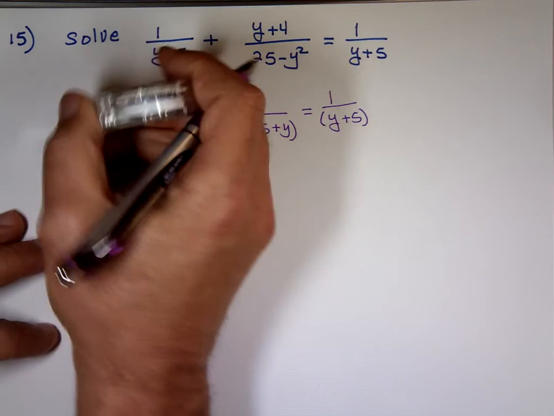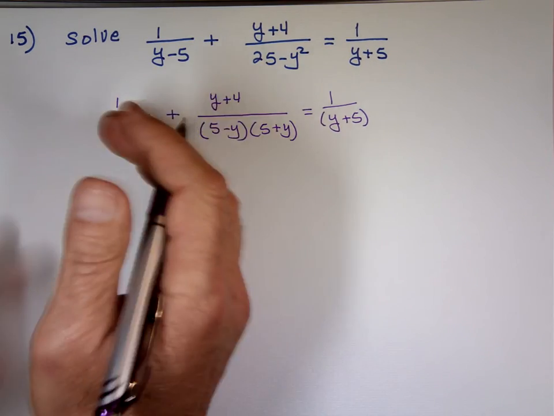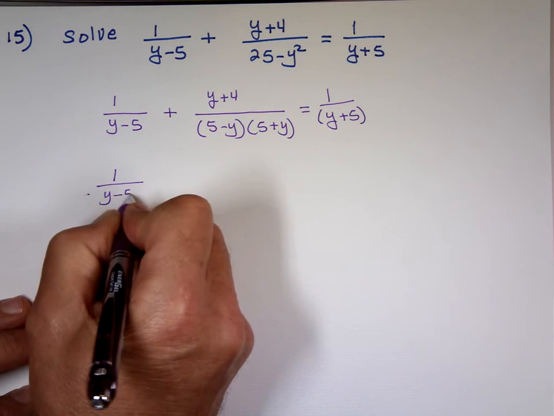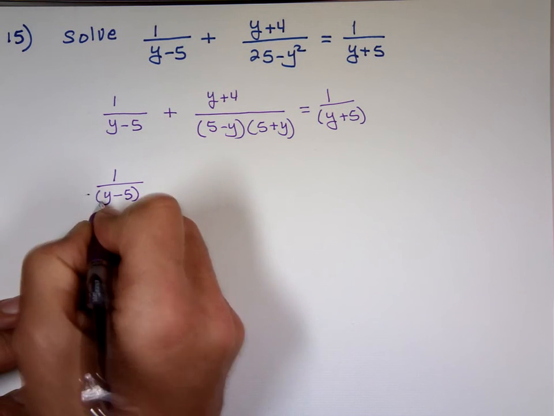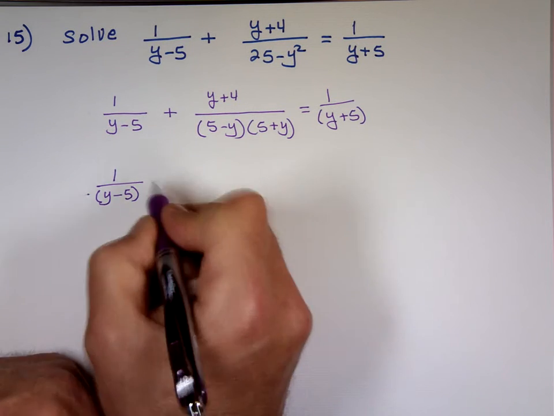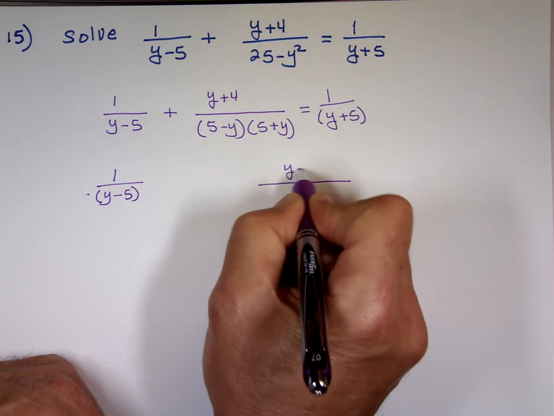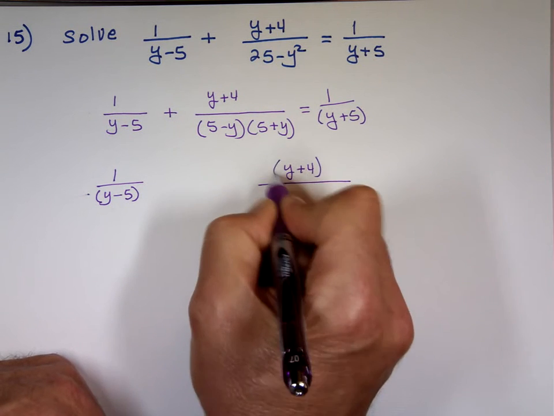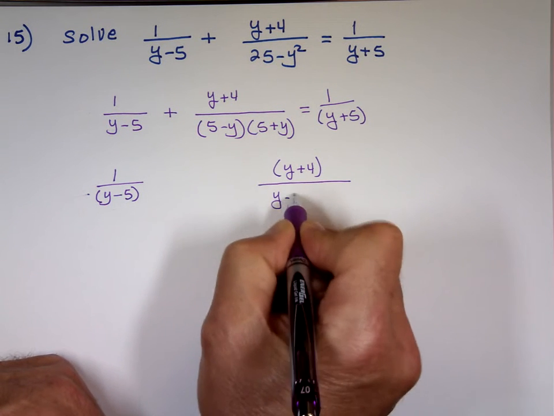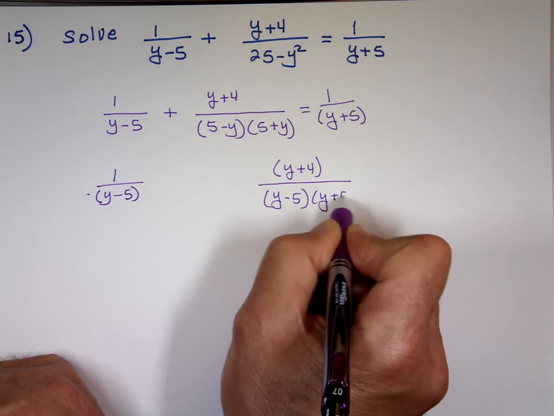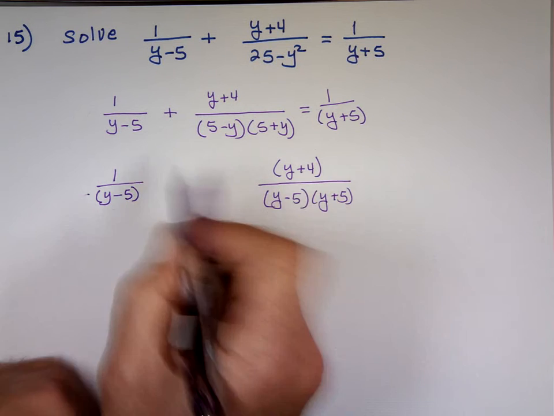So this will be 1 over y minus 5. I'm leaving a space there. If I'm going to reverse this, if I make that y minus 5 and y plus 5, again, the addition is not a reverse. But I reverse this one. If I reverse that, I will change the sign from plus to a minus.